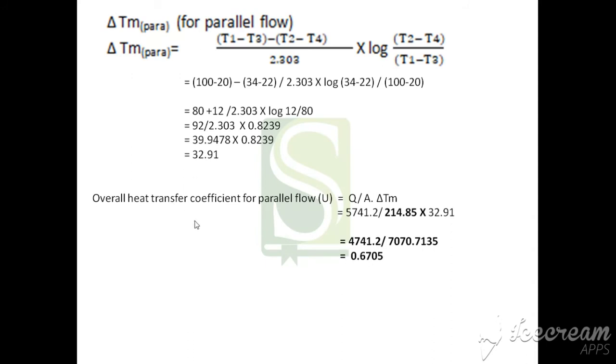So the overall heat transfer coefficient for parallel flow, U, is equal to Q divided by A into delta Tm. Now we have all the values for the quantities on the right side, so we will substitute those values. Q was found to be 4741.2, area was 214.85, and mean temperature drop was 32.91. By carrying out these calculations, we get the overall heat transfer coefficient for parallel flow to be 0.67.